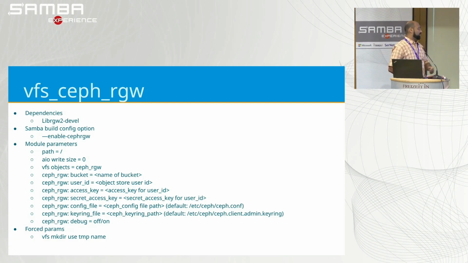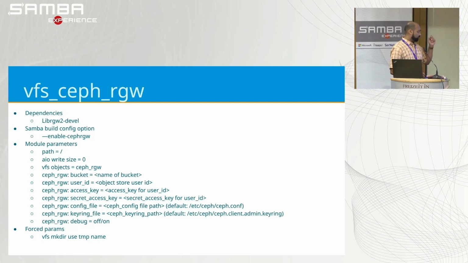And VFS object is basically ceph_rgw, and the rest are almost as the name suggests. Bucket would be the name of the bucket to export as a share. User ID is the RGW user ID which has the required credentials to access that bucket. Access key and secret access key are the keys which are created during the RGW user creation. Those need to be specified here. And the config file and keyring file, which pertain to Ceph, are mentioned here. There are default paths to them, most likely those are used, but if at all there's a difference, then those can be mentioned as well.